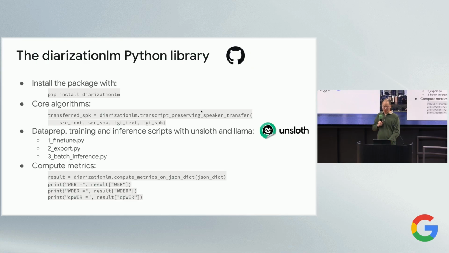Okay, we have released this diarization LLM Python library, so if you're interested in it, you can try it. You just install it with the pip install command. We have this core algorithm, the transcript-preserving speaker transfer, so you don't have to implement it yourself. We share the scripts for training and inference with Anthos and Nama, which are both open source frameworks. And finally, we also offer the function for you to compute the metrics we use: the word error rate, word diarization error rate, and the CPWER.